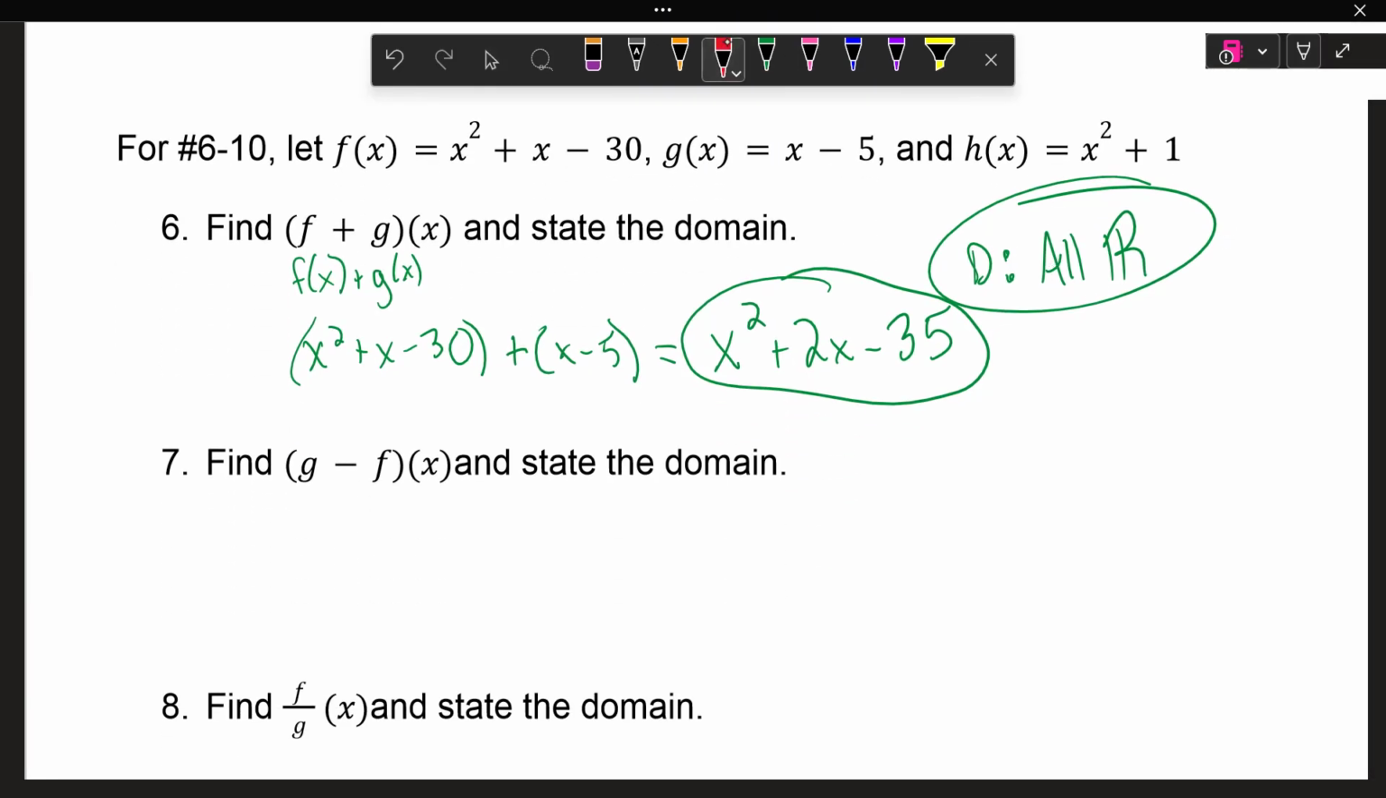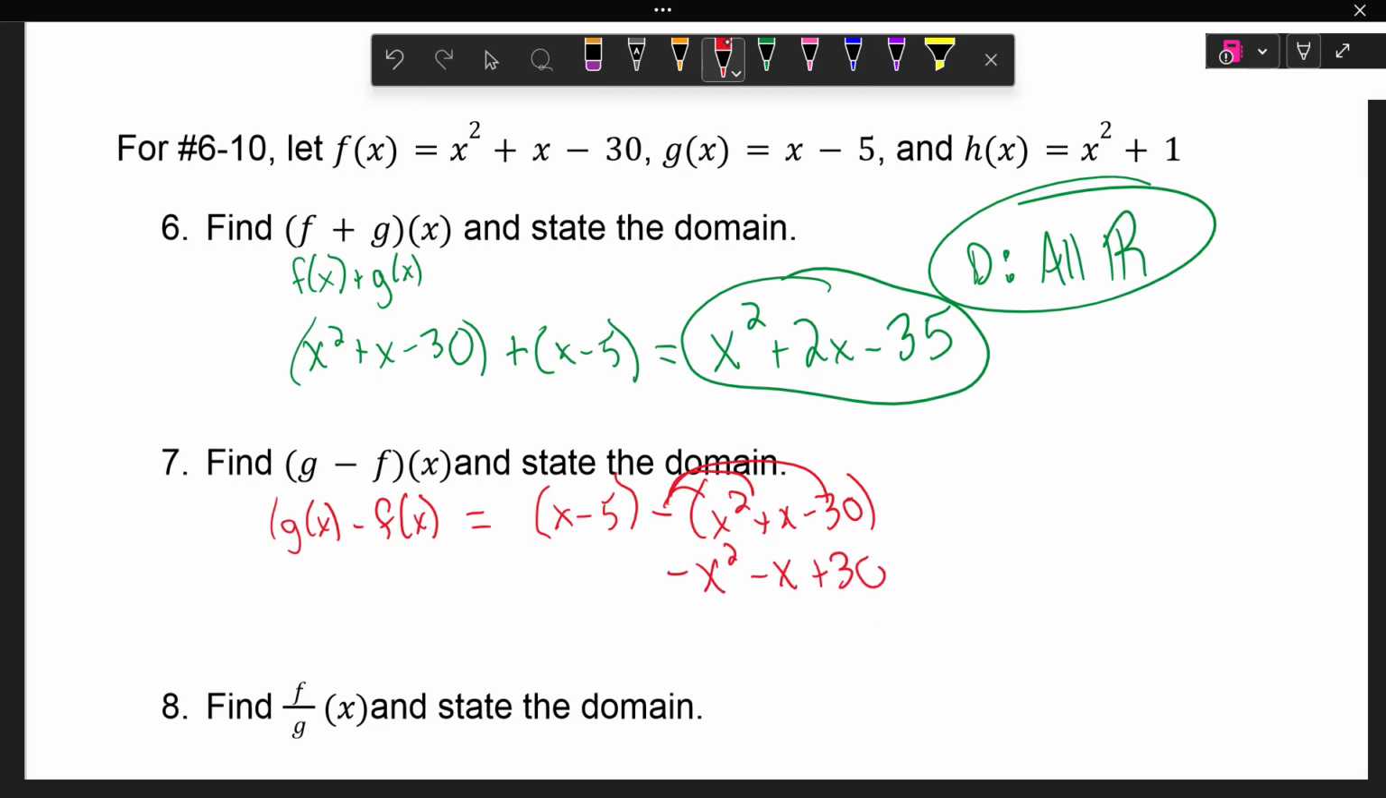Number 7, we're subtracting now, and make sure we have g first. So it's g of x minus f of x. So again, we just substitute in. G of x is x minus 5 minus x squared plus x minus 30. So we're subtracting everything in that second set of parentheses. So distribute the negative there because we're subtracting. So it's minus x squared minus x minus a negative 30, which is plus 30.